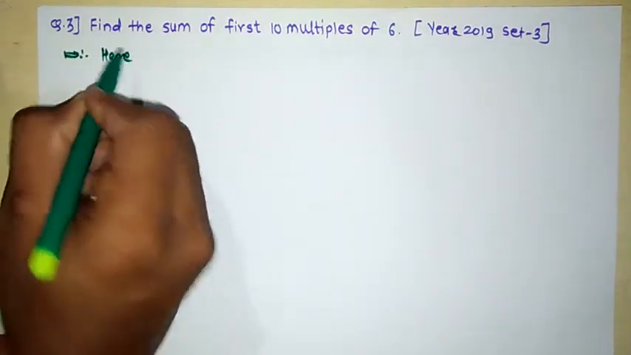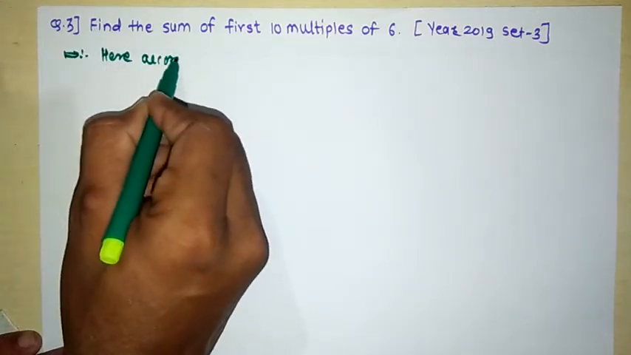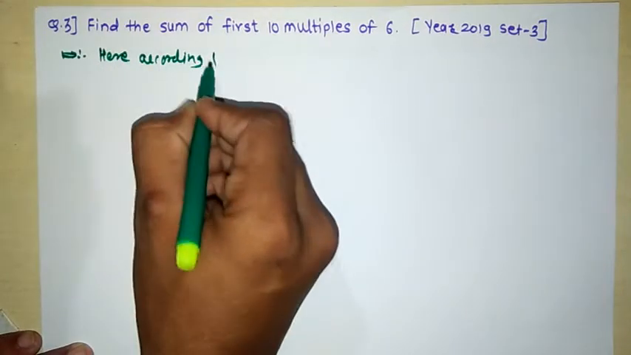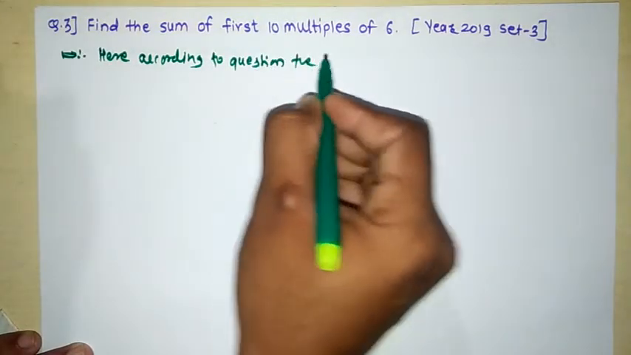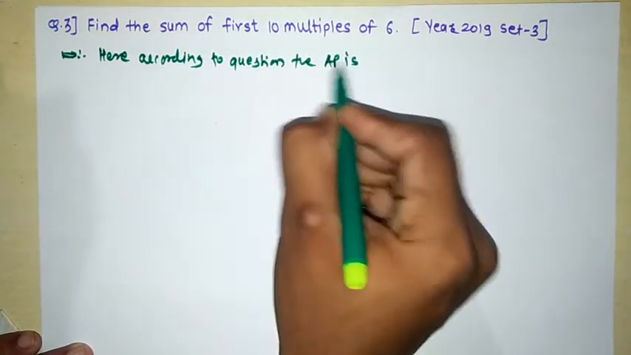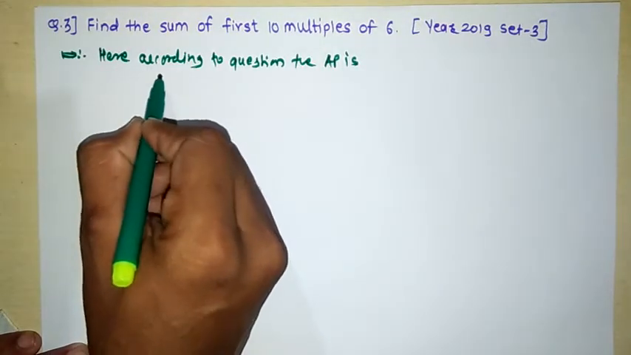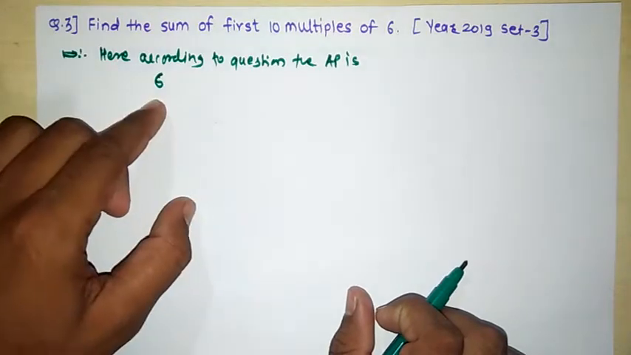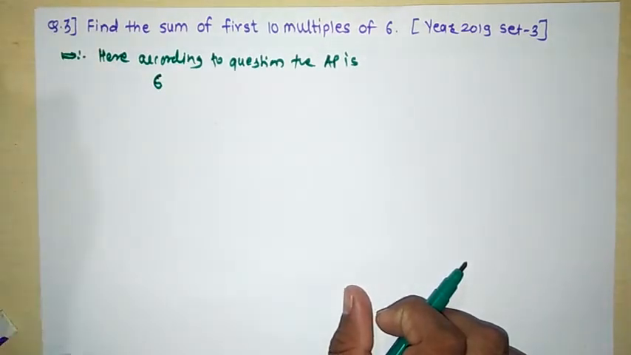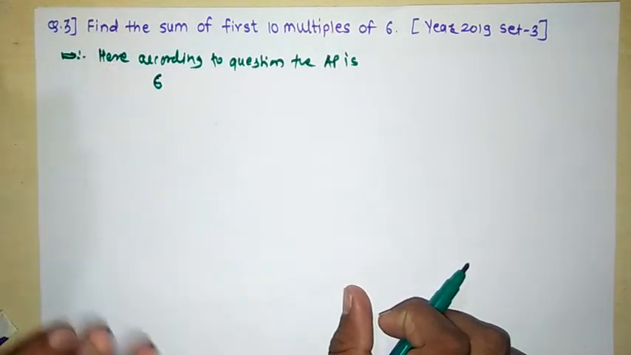Here, according to the question, the AP is, what is the AP? First term is 6. 6 itself is a multiple of 6, that is 6 into 1 is 6. Therefore we have to consider 6 also.